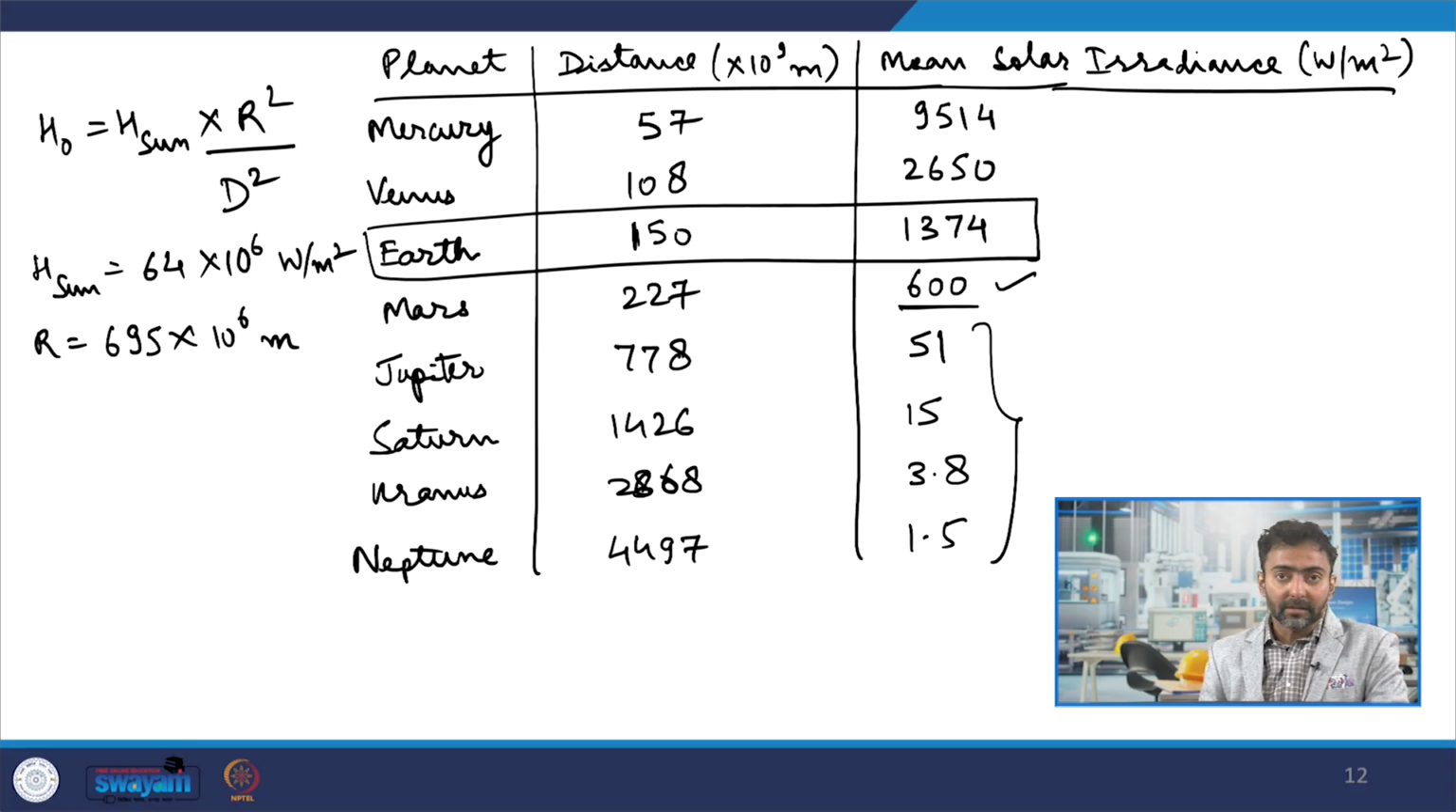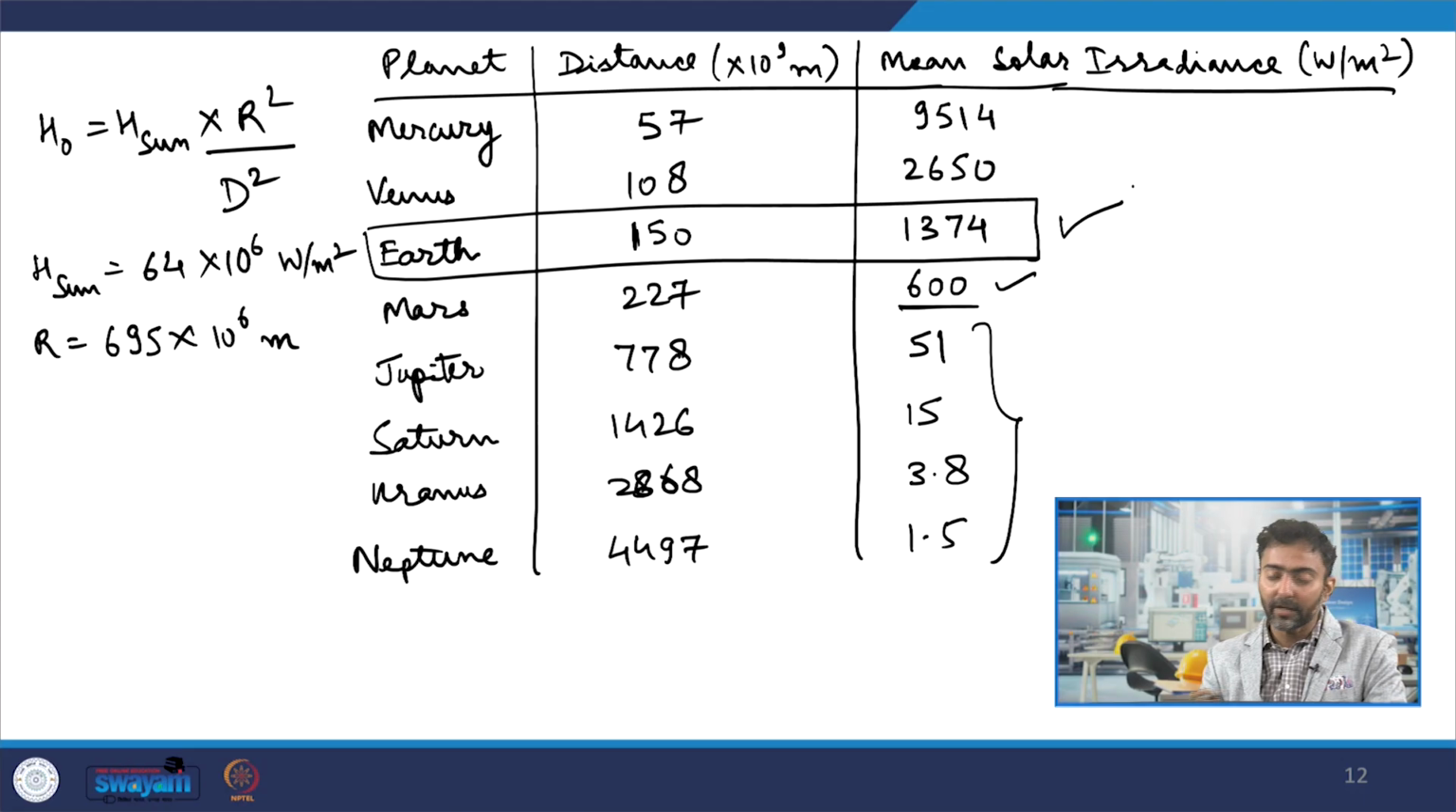So that is it in this lecture. In the next lecture, we will look at what happens inside the Earth's atmosphere, and this radiation intensity which we found at the mean Earth-Sun distance, how that changes once we enter into the atmosphere and take the atmospheric effects into account. So that is it for this lecture.